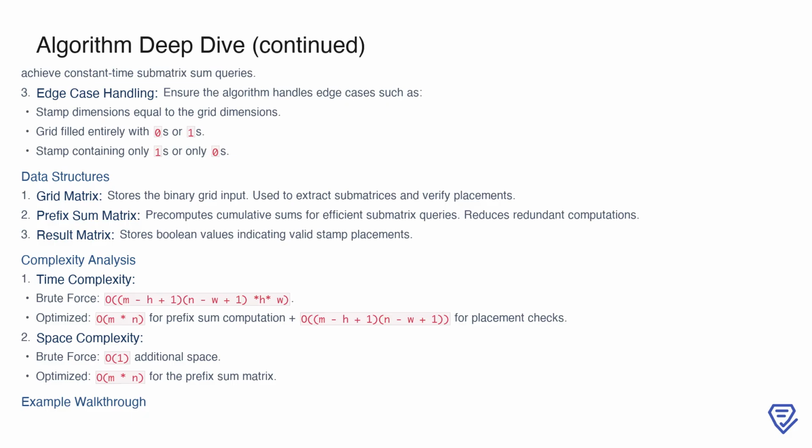Using the prefix sum matrix not only accelerates the stamp placement checks but also eliminates redundant calculations for overlapping regions of the grid. This optimization transforms what would otherwise be a brute force approach into a more efficient solution. The algorithm also incorporates considerations for edge cases, such as when the stamp dimensions match the grid dimensions exactly, or when the grid contains only 0s or 1s. Another edge case to handle is when the stamp consists entirely of 1s or entirely of 0s, as this affects placement logic.